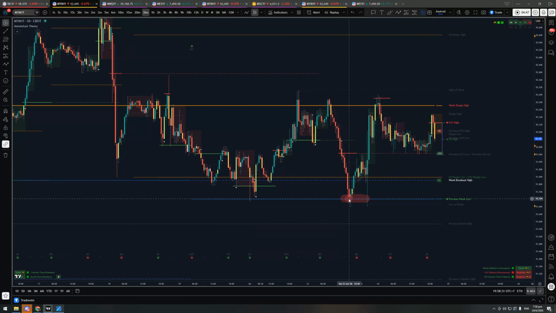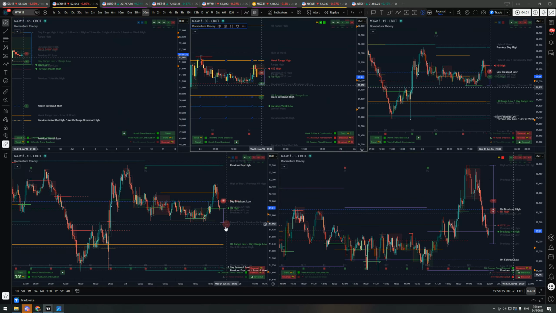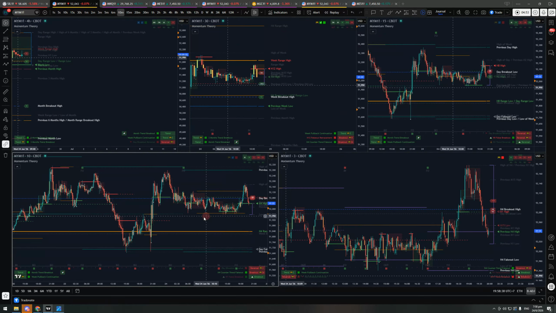So yesterday I actually triggered the previous week low again, was looking for that same exact setup, but this one did not set up properly. It just blew up. Couldn't find an entry on this one, but now it is pulling back and it's rejecting lows over here.